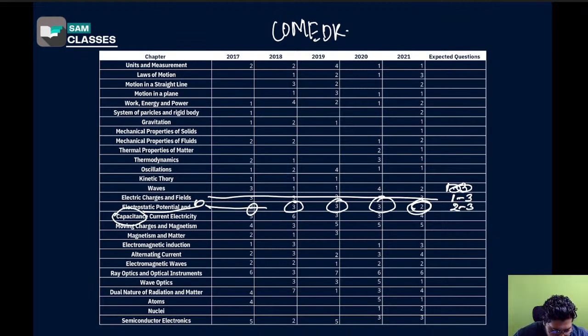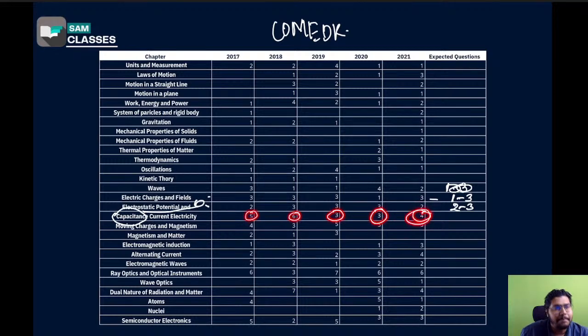What about the next chapter? Current electricity. If you see the current part, how much we have here? 2017, we got 5, 18, 6, 19, 3, 23, 21, 4. So minimum 3 to 4. So we can write 3 to 4 minimum.